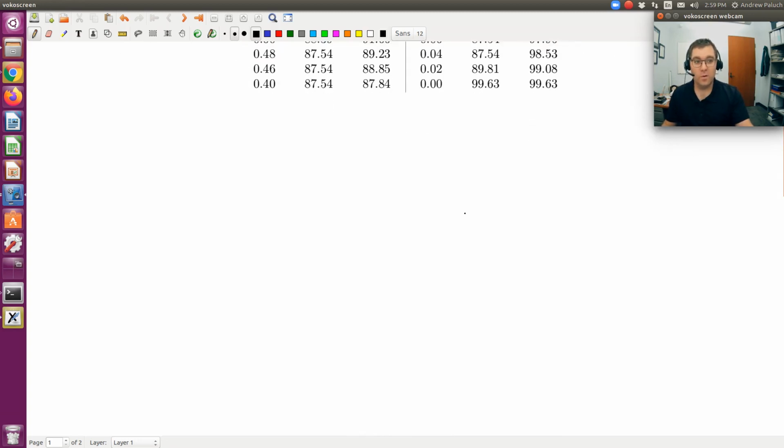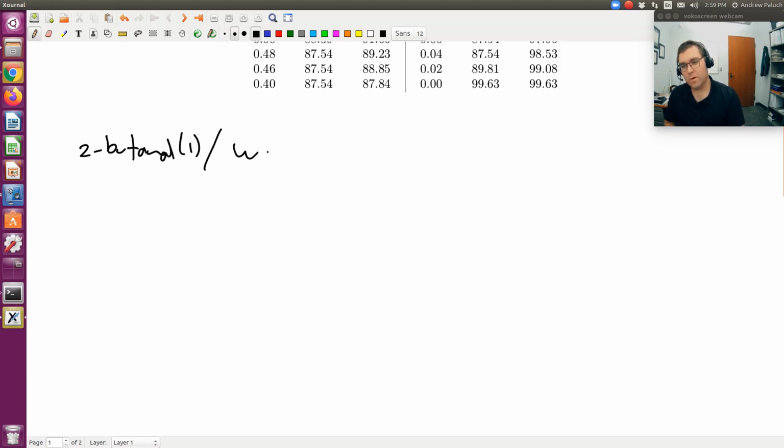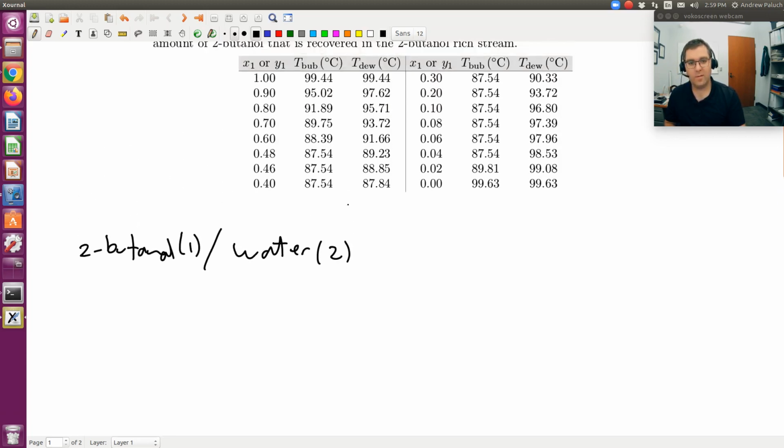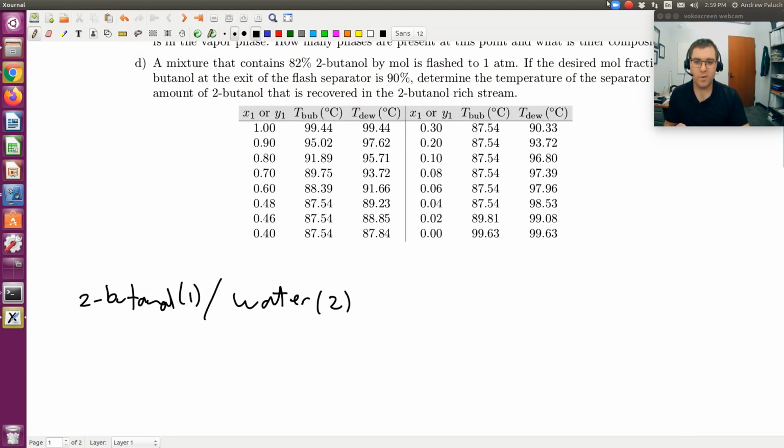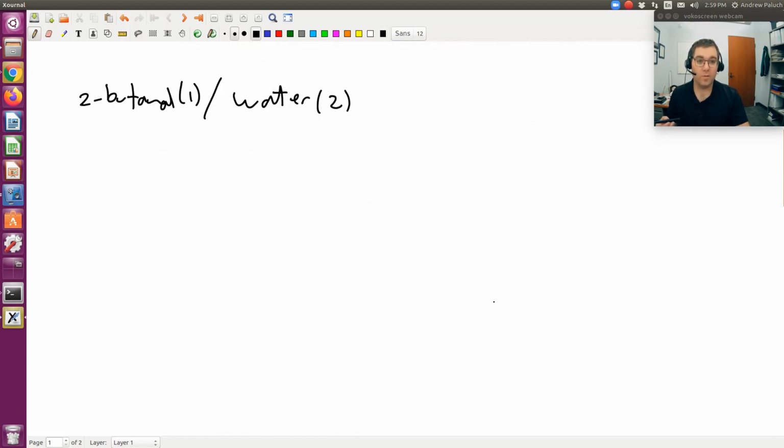All right, so how I'm going to go about sketching my sample phase diagram: when I have water and 2-butanol, 2-butanol is component 1, water is component 2. Peeking at the data given here, this is pure component 1. Pure component 1 has the lower pure component boiling point, right? So 2-butanol is the most volatile component, although the difference is rather small.